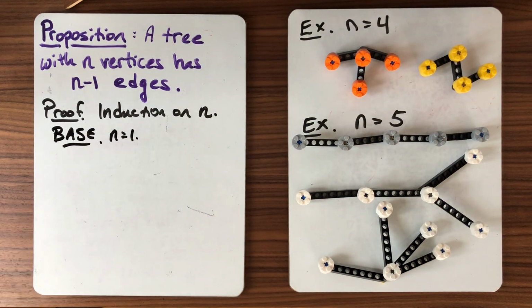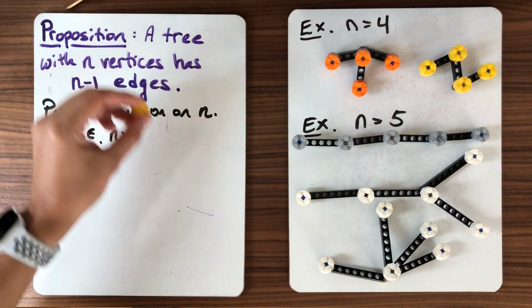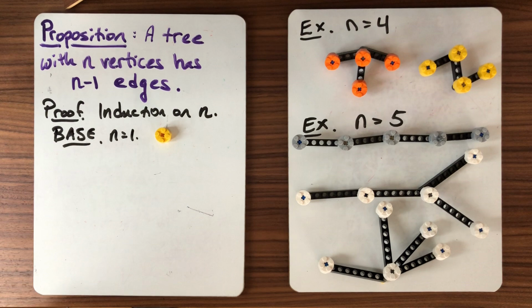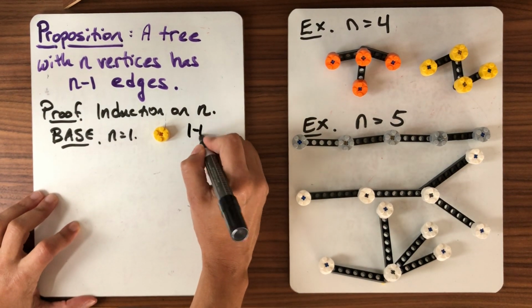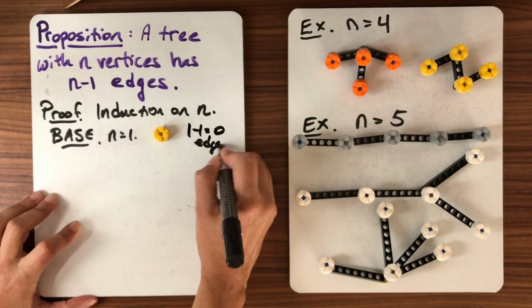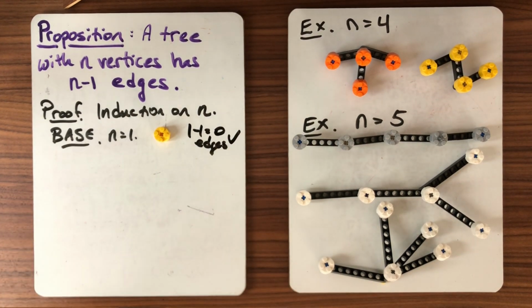So what does a tree with one vertex look like? It looks like this, right? It's a single vertex with no edges. In fact, there are n minus 1 equals 0 edges. So there's 1 minus 1 equals 0 edges. Check. That works. We've done the base case.